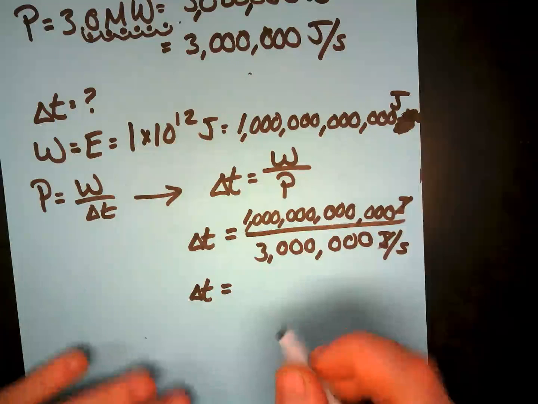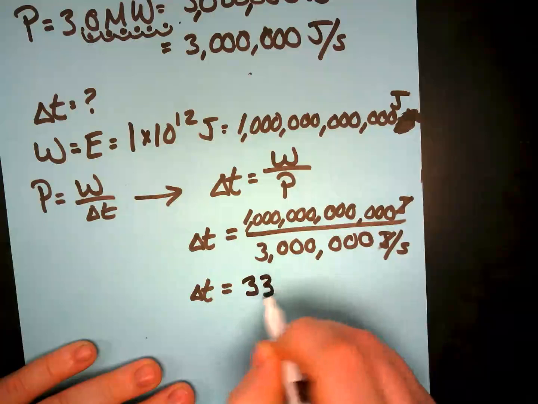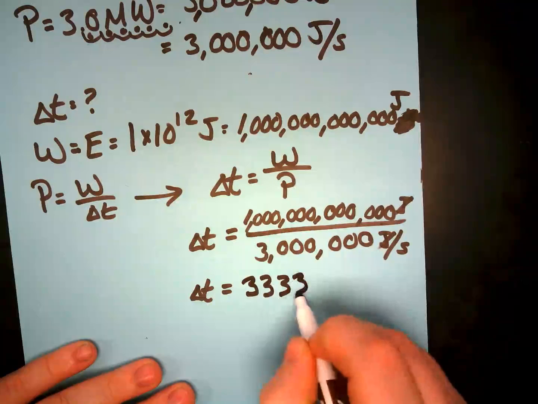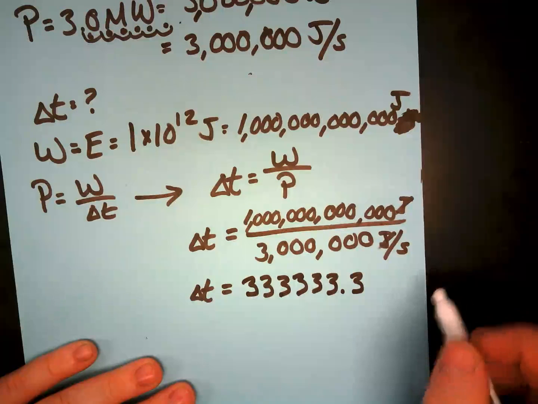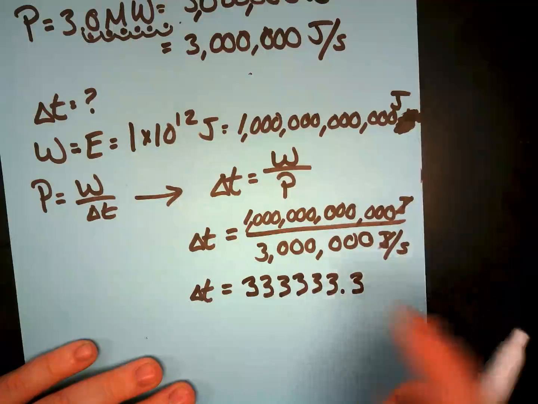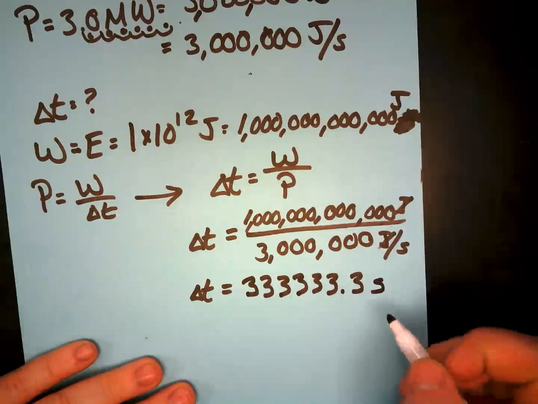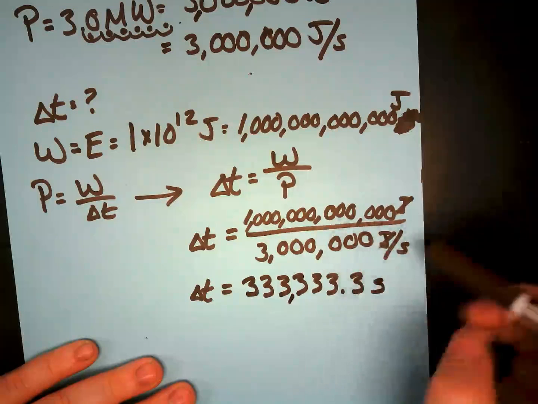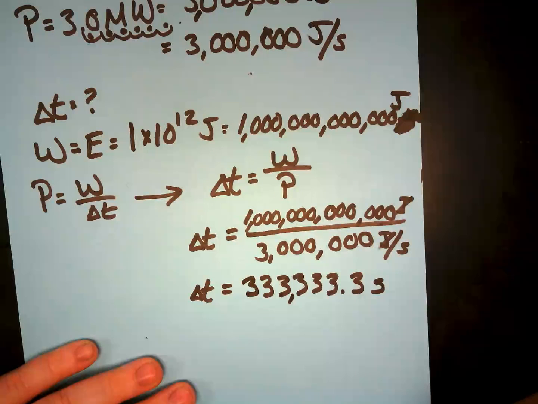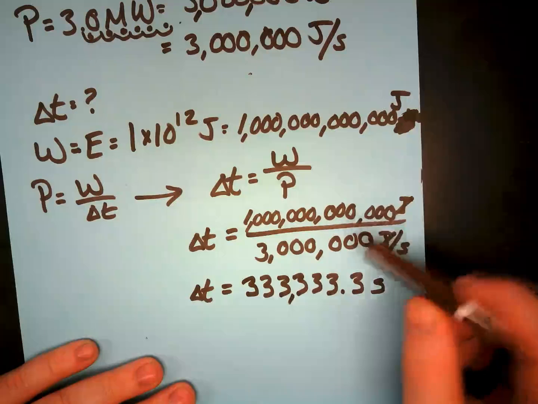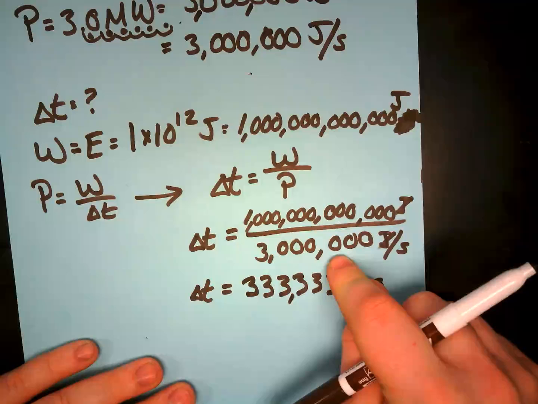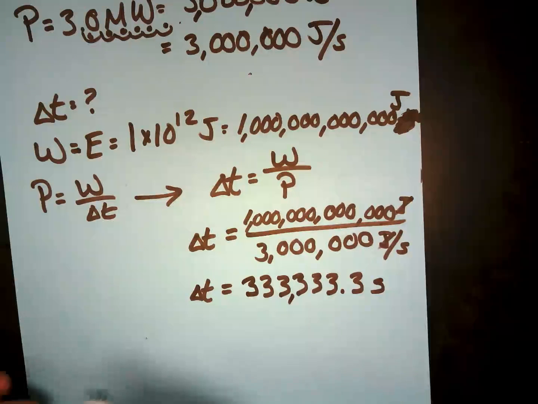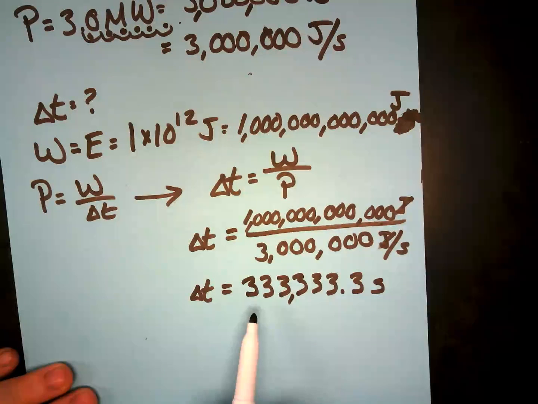Which is then going to give us almost 3.3, or rather 0.3 repeating. So in this case, it's going to be 333,333.3 seconds that it takes to produce this amount of work when it pumps out this amount of power per second.